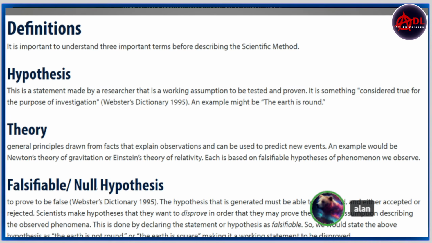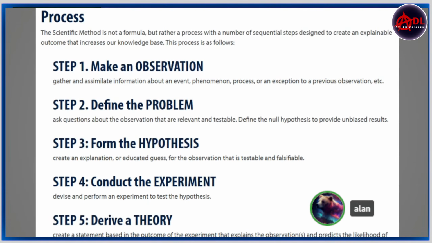On falsifiable and null hypotheses: the hypothesis that is generated must be able to be tested and is either accepted or rejected. Based on the outcomes of your experiment, and how it aligns with your hypothesis, it's either going to affirm it or nullify it. It's going to present positive evidence for it or evidence against it. Right? It's basically how you go forward with it.